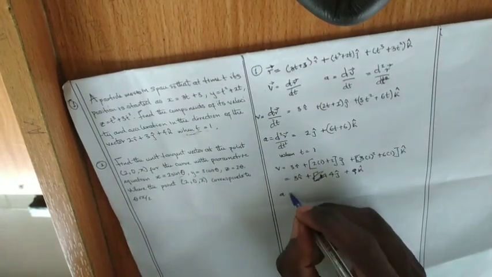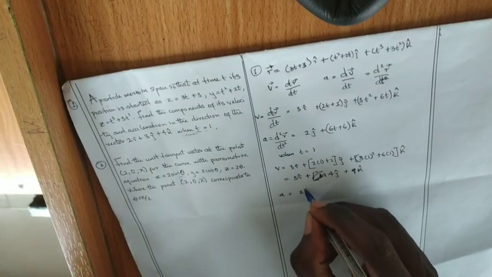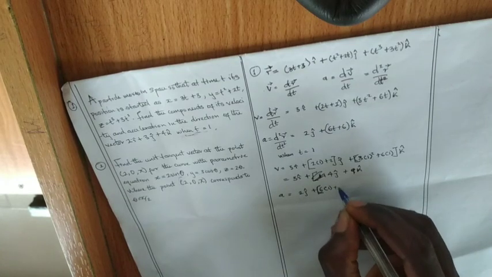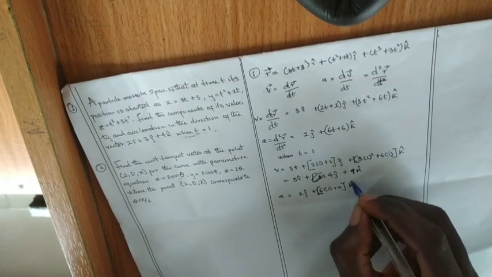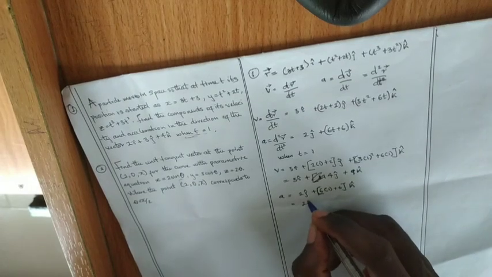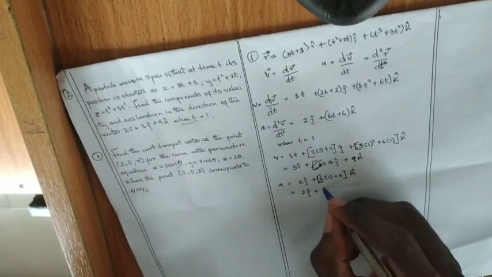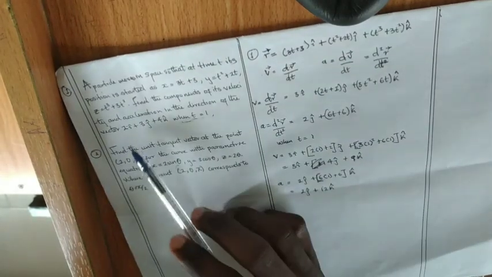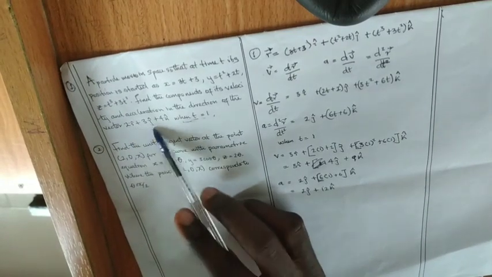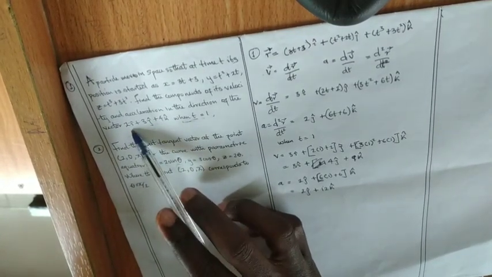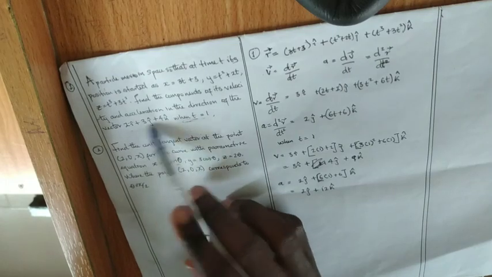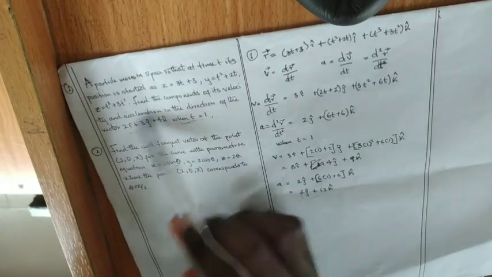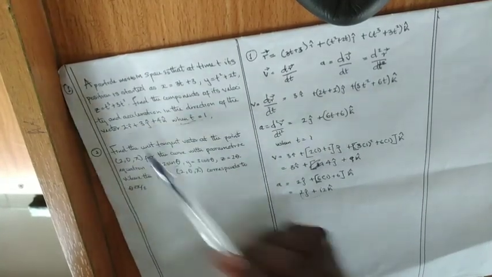So for acceleration we have 2j plus (6 into 1 plus 6)k, and that evaluates to 6 plus 6, which is 12k. But they said in the direction of the vector given. So what we need to do to get the velocity and acceleration in the direction of the given vector is to multiply the components of velocity and acceleration by the unit vector of this. So the first thing we have to do is to get the unit vector.